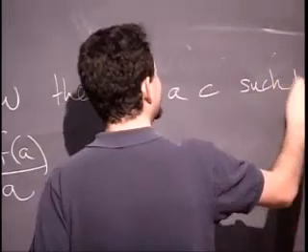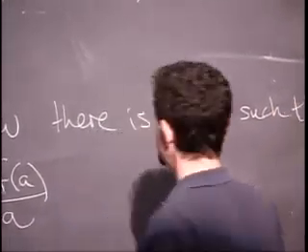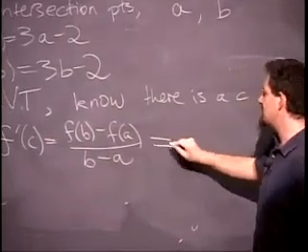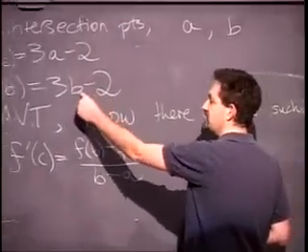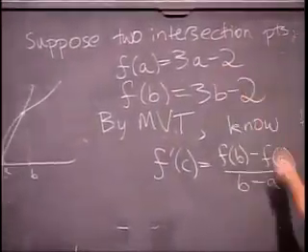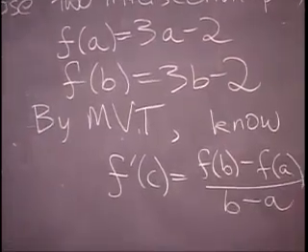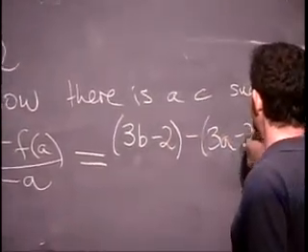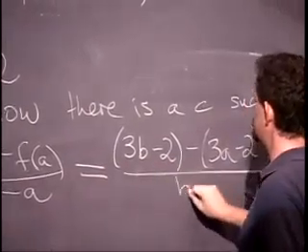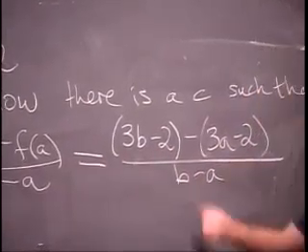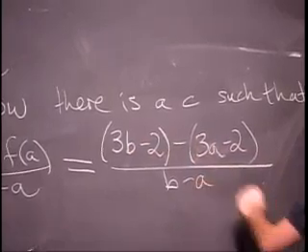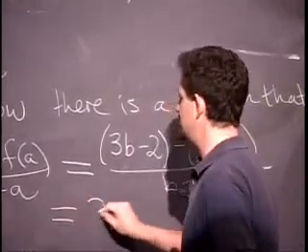So we know there is a c such that f prime of c is f of B minus f of A over B minus A. Now we can use these equations. We know what f of B is. We know what f of A is. So we'll plug this in. 3B minus 2 minus (3A minus 2) all over B minus A. And if you simplify this, the 2's cancel out. You get 3B minus 3A over B minus A, and this just works out to be 3.